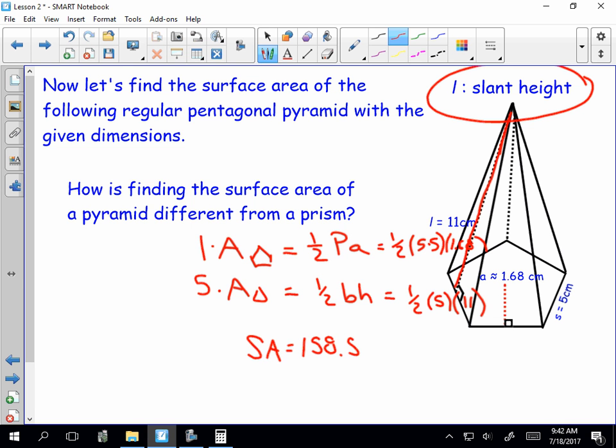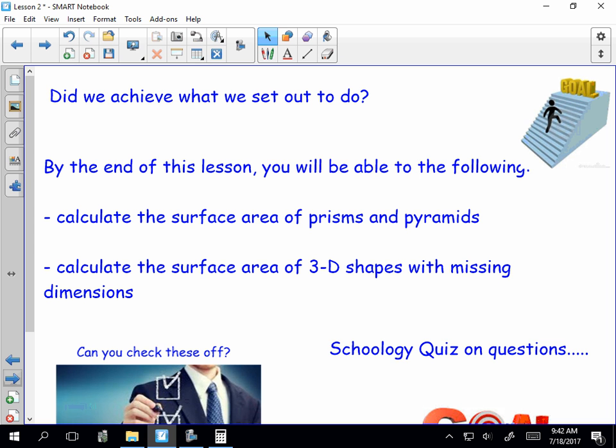Once again, looking at units, we're in centimeters now, so it would be centimeters squared for surface area, because we're looking at a flat 2-dimensional shape.